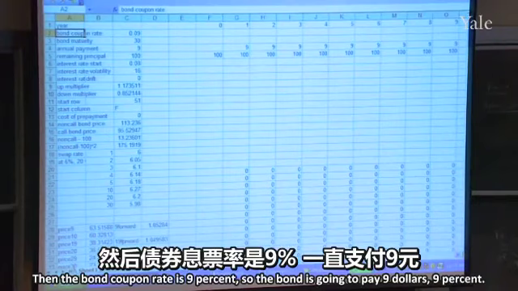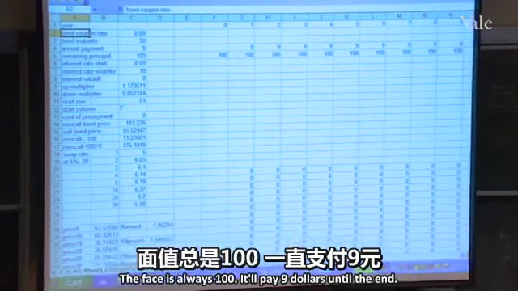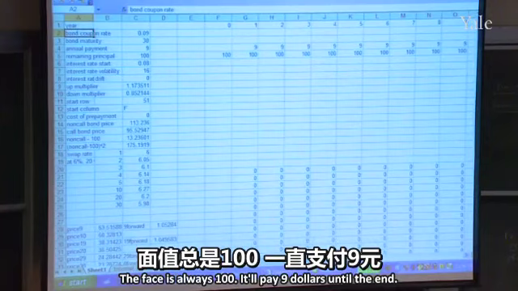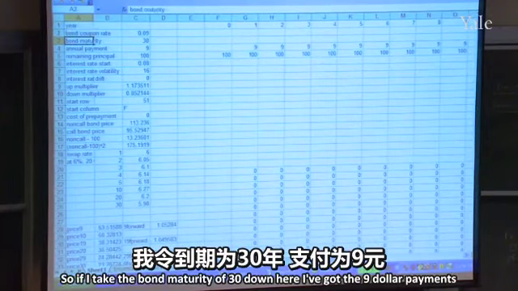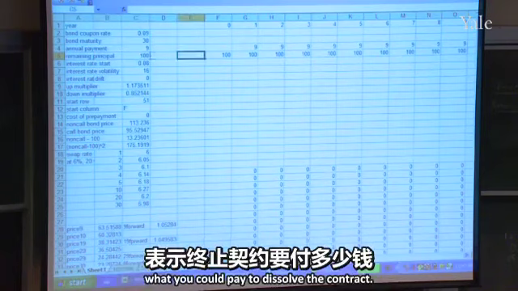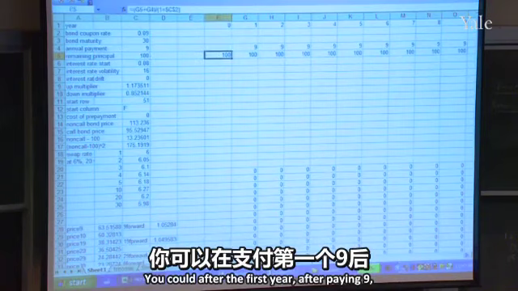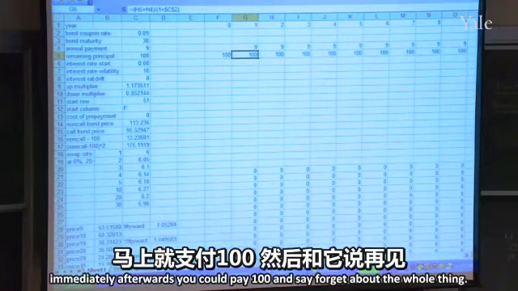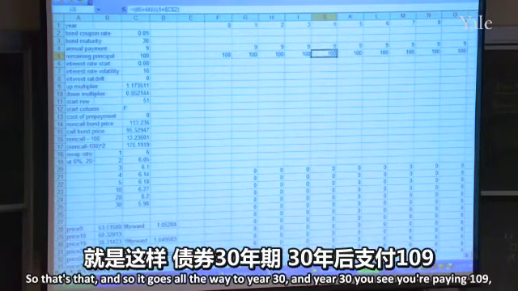So the bond is going to pay $9. 9% of the face is always 100. It'll pay $9 till the end. So if I take the bond maturity of 30, down here I've got the $9 payments and I've got the remaining principal, the remaining balance, what you could pay to dissolve the contract. After the first year, after paying 9, immediately afterwards you could pay 100 and say, forget about the whole thing. Okay, so that's that.